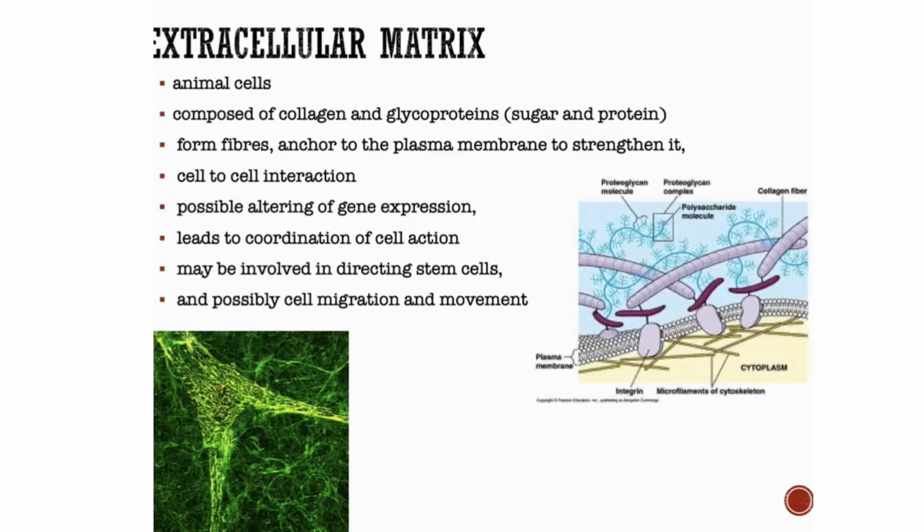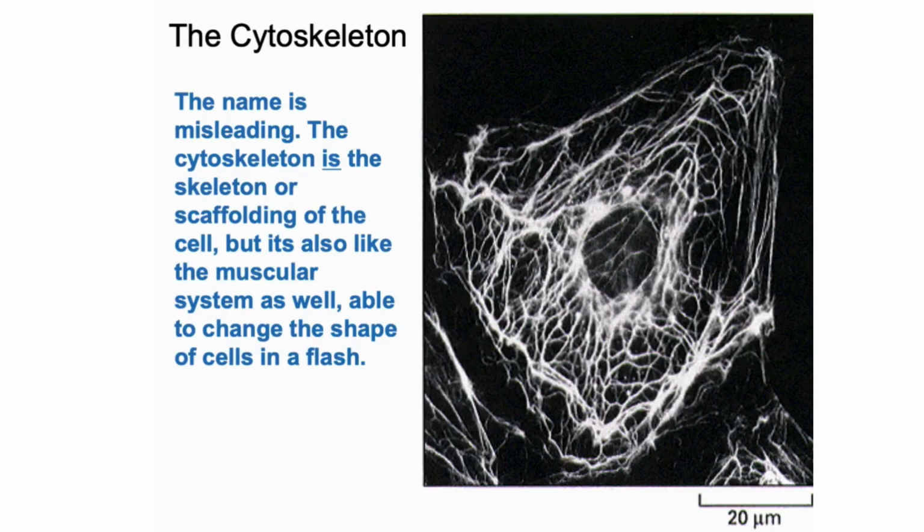Extracellular matrix in animal cells is composed of collagen and glycoproteins that form fibers anchored to the plasma membrane to strengthen it. Cell-to-cell interaction happens by the extracellular matrix, leading to coordination of cell action, and it may be involved in directing stem cells, and possibly cell migration and movement also take place by the extracellular matrix.